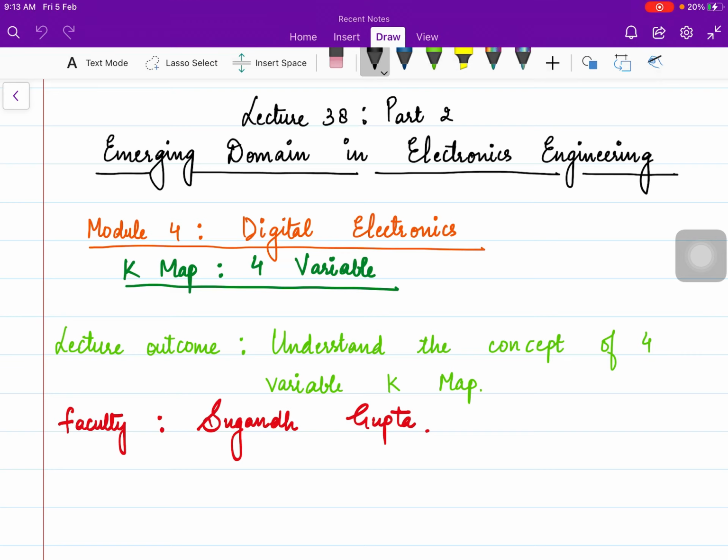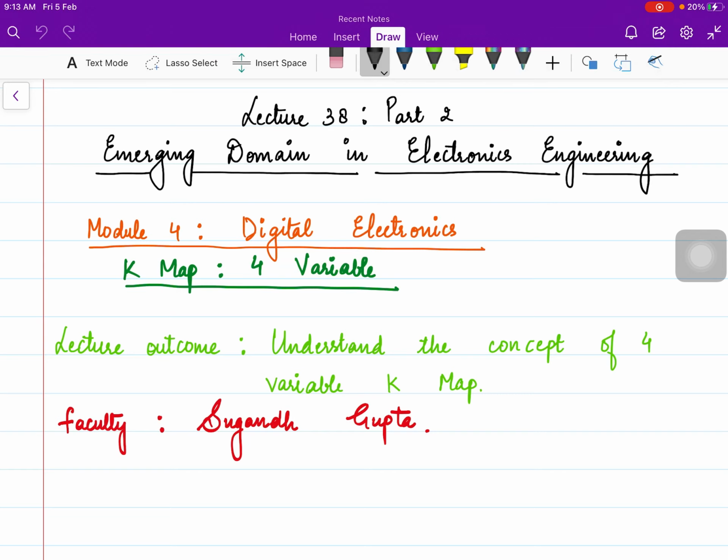We are continuing with module 4, Digital Electronics, and in today's lecture we will discuss the 4 variable K-map. In the last lecture we discussed the concept of K-maps using 2 variable and 3 variable. I have also shared the link in the description box of the previous lecture, so you can refer to it. In today's lecture, we will understand more thoroughly the 4 variable K-map, and how to solve or minimize expressions using it.